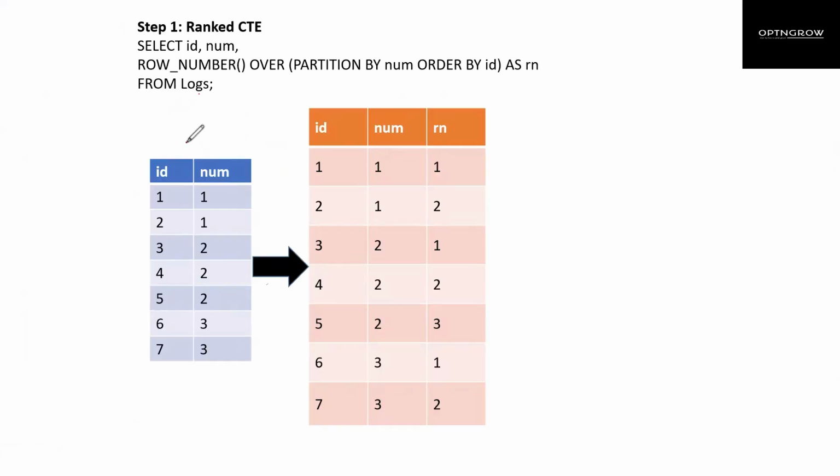So again, we have the same input table. So the first step would be creating the CTE. Now we are going to add one more column to this table. As you can see, there's one more column. Now this column is using a window function. So what we are doing is we are using the window function row number, and here we are partitioning it by number. So what does that mean?